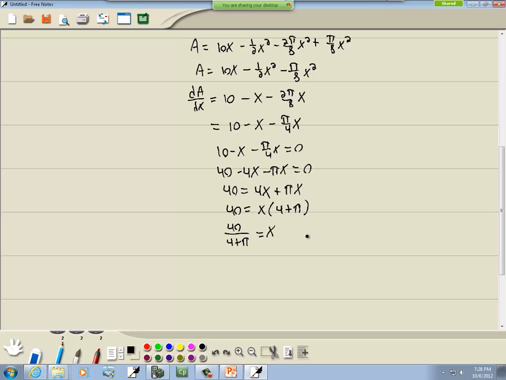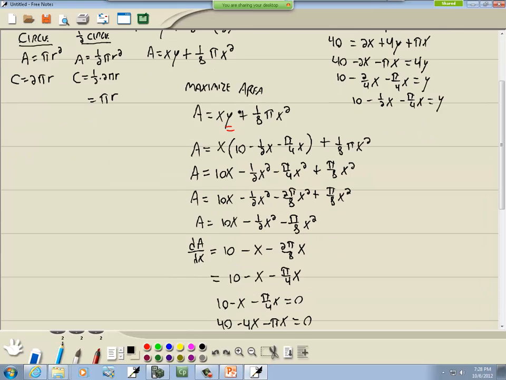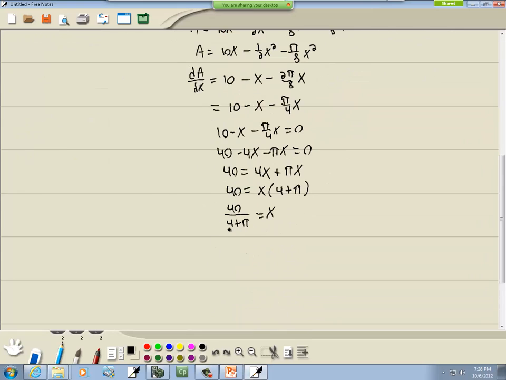Okay, now the question is, we're wanting to maximize the area, and so we need to actually see if this is a maximum value or a minimum value. Could be there's no answer to this.